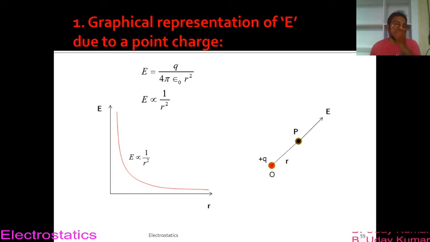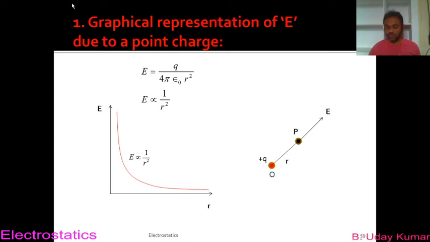Okay, so these are the topics that we discussed in our last video lesson. You just have a look at the graph. So this is the graphical representation. I am just revising it because these are very important for competitive examinations. So please try to remember the variation of E with respect to R for different systems.